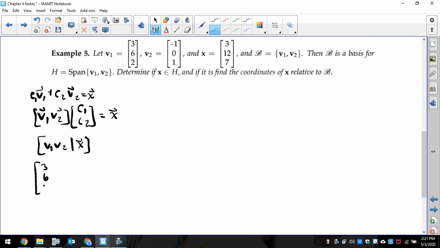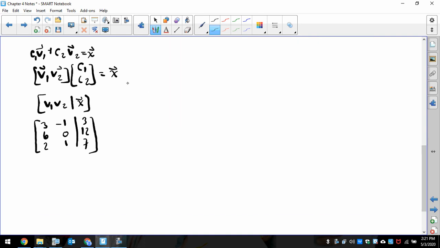So 3, 6, 2, negative 1, 0, 1, 3, 12, 7. A lot of textbooks won't even use this vertical bar here. It's not even necessary. The reason that I put it in is just so that we can easily separate the two data points that we've got here. These are the basis vectors. This is the vector in question, whether or not it's in the basis. And so I like to be able to separate our information that way, just to know that this is not one of the basis vectors. Okay, so let's start row reduction.